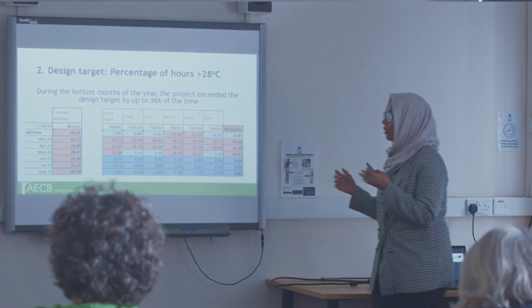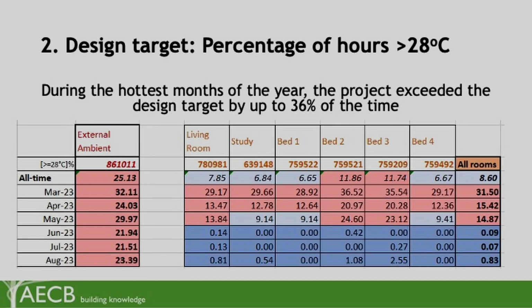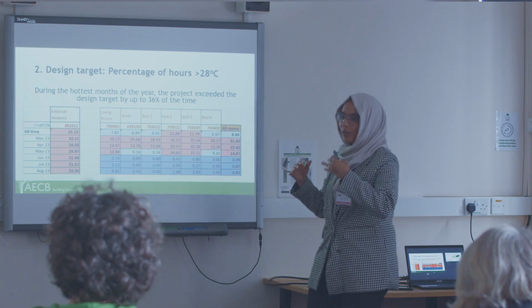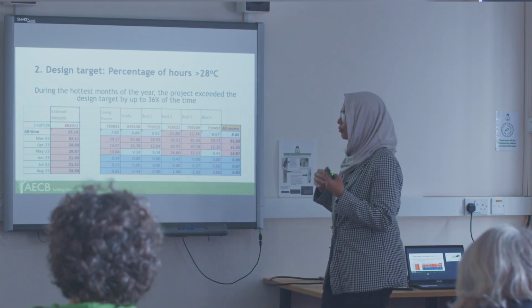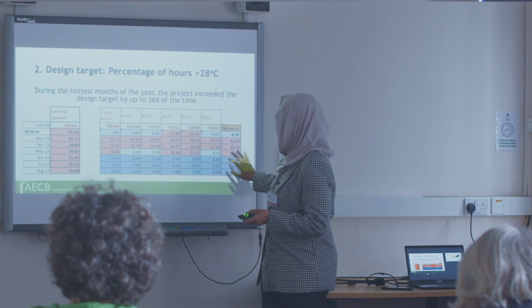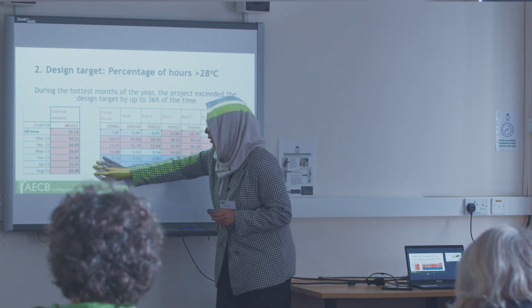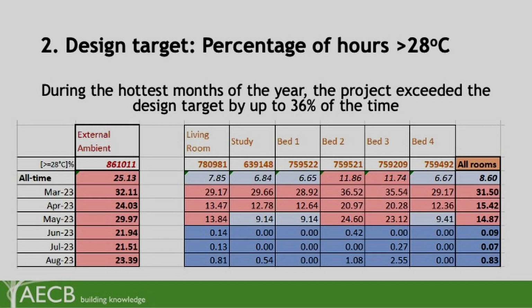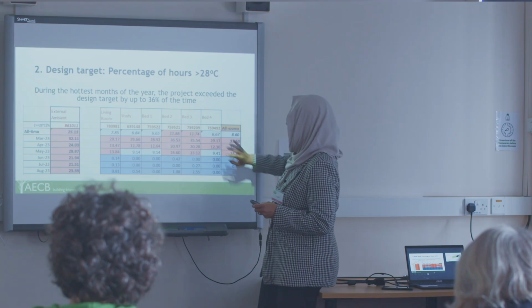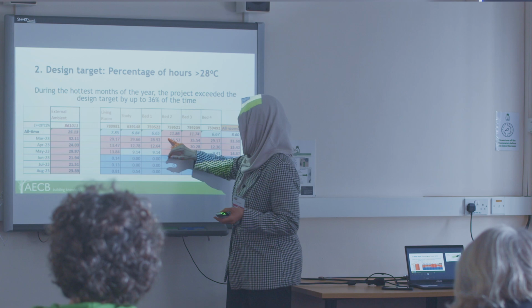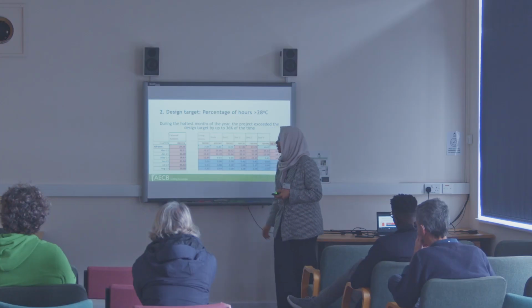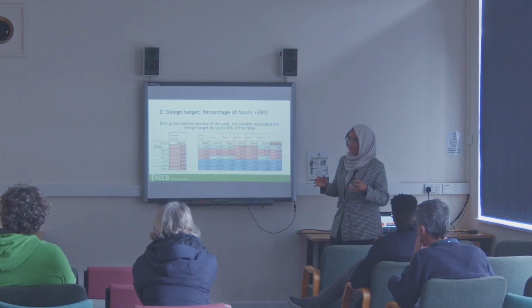So the first metric is our own design target. We wanted to reduce the percentage of hours that it was above 28, and that was just a starting point, a number that is relatively comfortable. You can see that for the cooler months, we didn't exceed that. But March and April are the hottest months, and our highest exceedance was 36% in the second bedroom. So it's a massive reduction from our previous design.